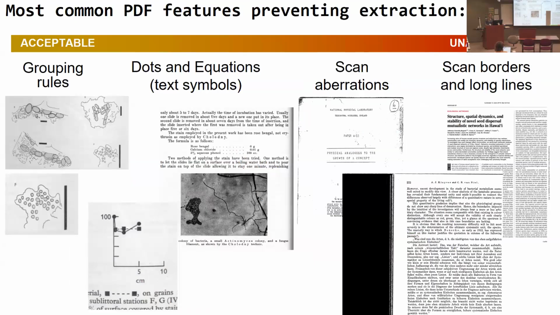So I think this may be the most valuable slide here. It says these are the most common features of PDFs that gave the code issues. And so I'll orient you to this. We have them sort of on this spectrum of acceptable to unacceptable.